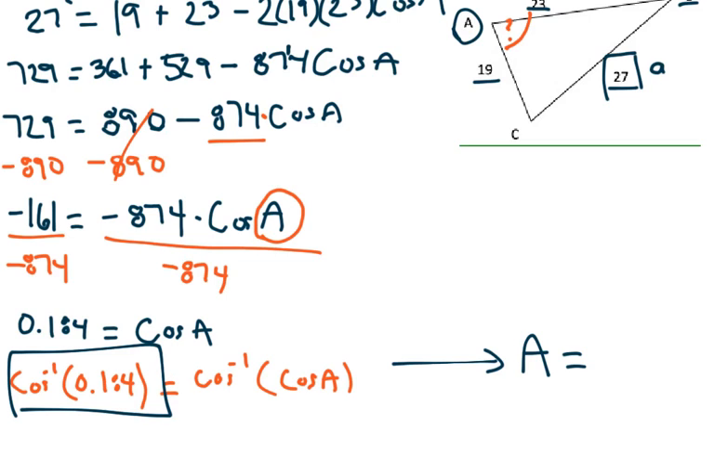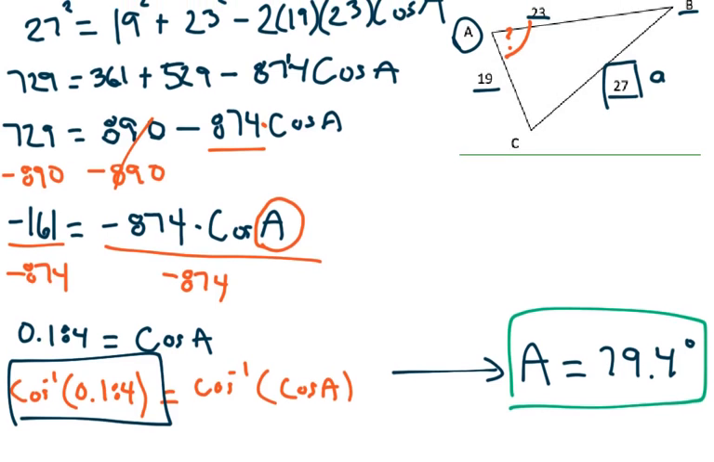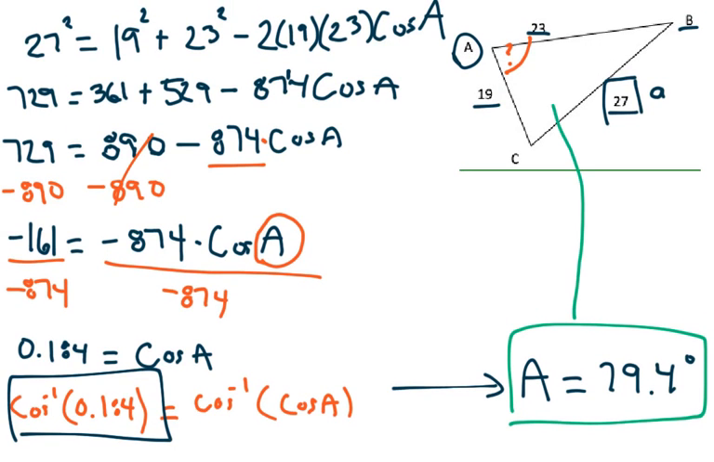So I'm going to do that in my calculator. The way I do that is hit the button second, and then I hit cosine. In this case, it's 0.184, and that ends up being 79.39. So I'm going to do 79.4 degrees, and that is my angle. So angle A is 79.4 degrees.